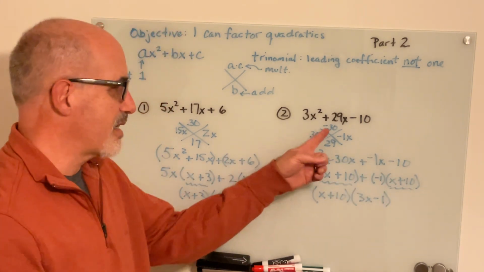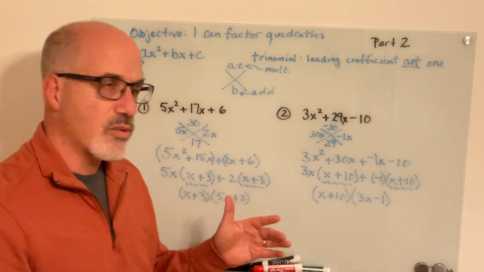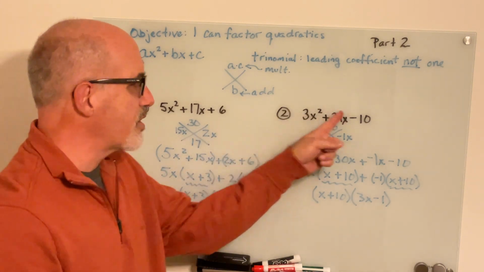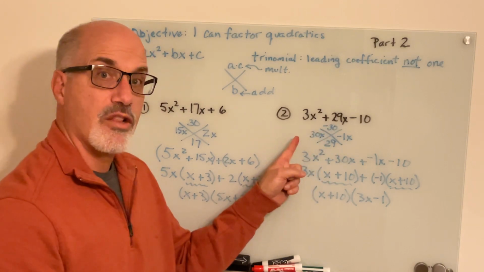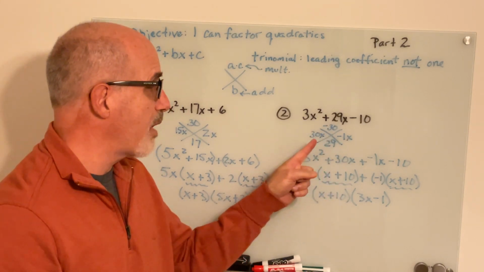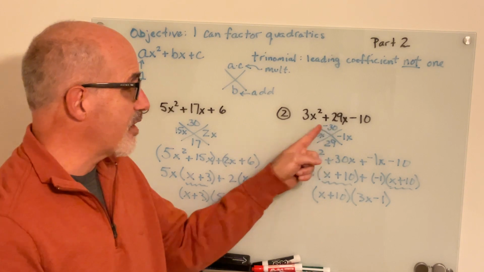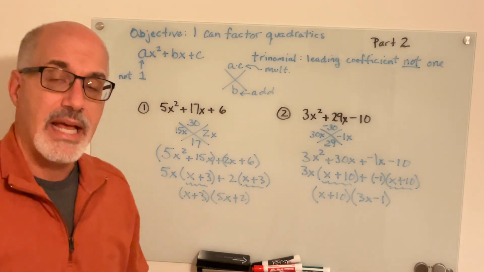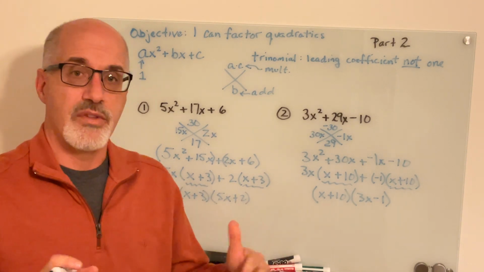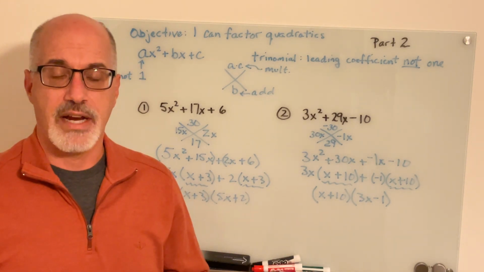So the process: set up this x, organize your work by multiplying the first and the last term on the top, and list the middle one on the bottom. Look for two numbers that multiply to get the product on top, in this case negative 30, and that add together to give you the bottom one. Then separate it out and do the factoring by grouping to factor the quadratic.